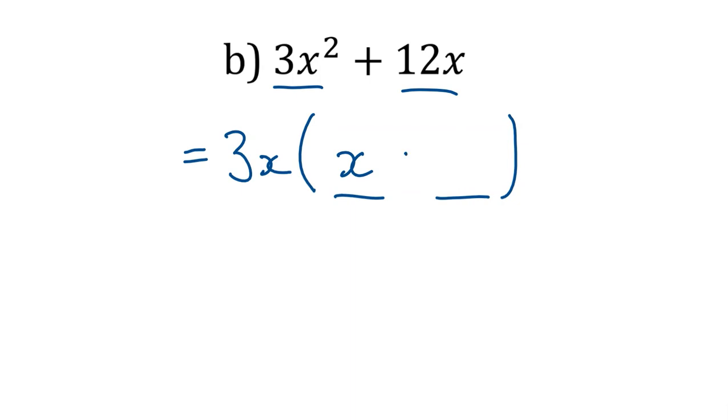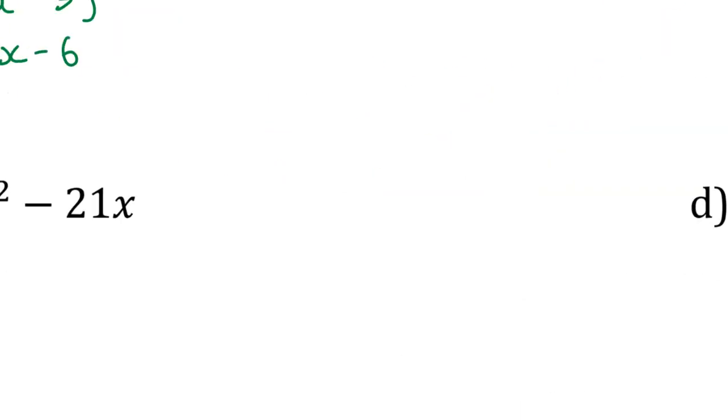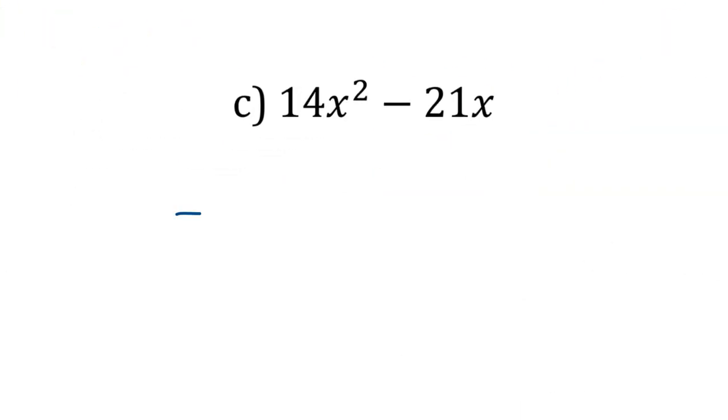Positive and positive means it's going to be positive. 12 divided by 3 is 4. I had 1x, and I took out 1x, so I'm left with no x's, so just don't write the x. Okay? You try this one.